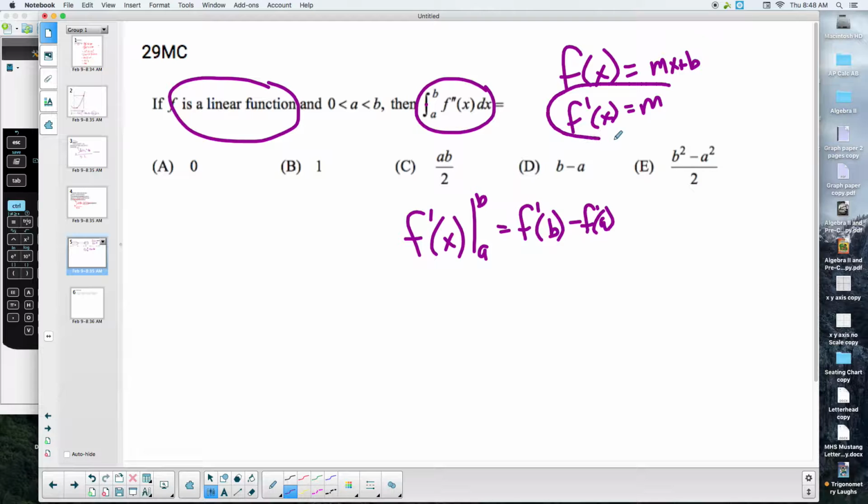Well, our derivative is a constant. It's m. No matter what x is, the slope is m. So when x is b, the slope is m. When x is a, the slope is m. And m minus m is 0. So when f is a linear function, the area under the curve of the second derivative from any two numbers is always 0 because a linear function has a constant slope.